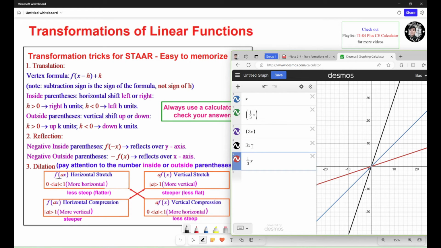Now, because the parent function is f of s equal s, but if you have another function that has the y-intercept different from 0, then you will see the difference between this guy and this guy, this guy and this guy right here. Alright, so let's go to the practice.